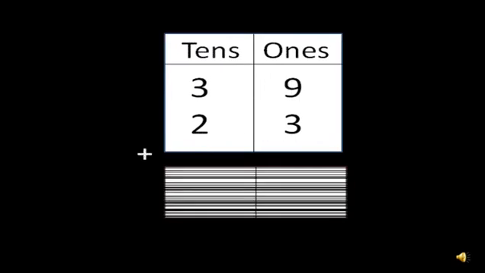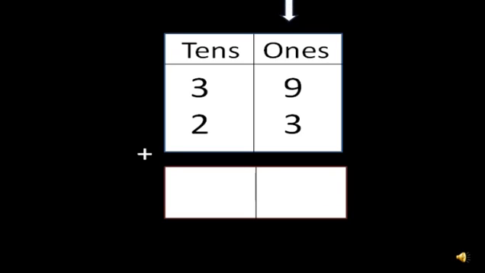Now, let us consider another example. Add 39 and 23. First step is arrange the given numbers into their respective columns. Ones under ones and tens under tens. Add ones column first. In the ones column, identify the biggest number. The biggest number here is 9. Place 9 in your mind and 3 fingers up. After 9, 10, 11, 12. Therefore, 9 plus 3 is 12.